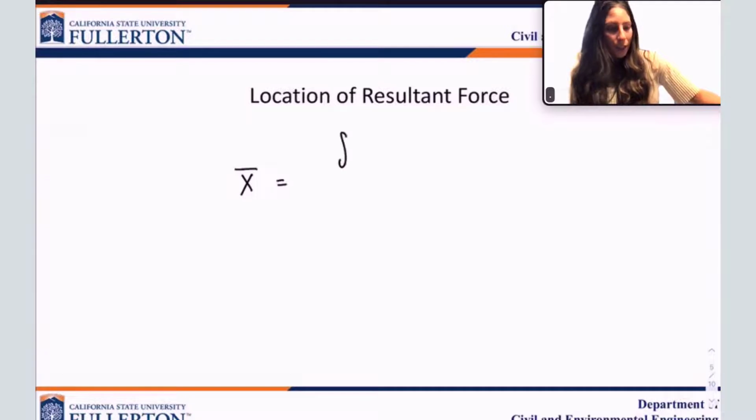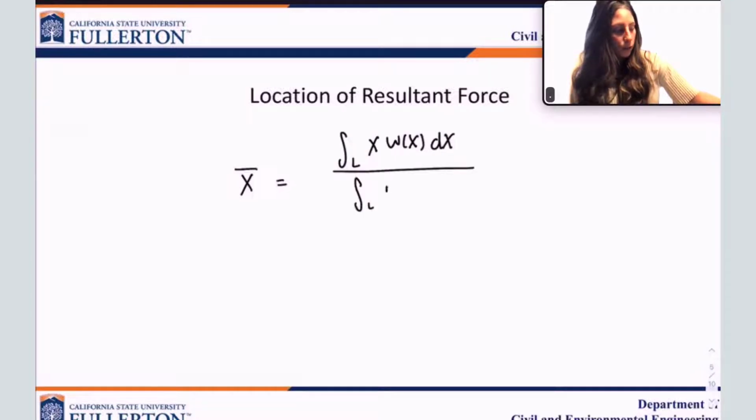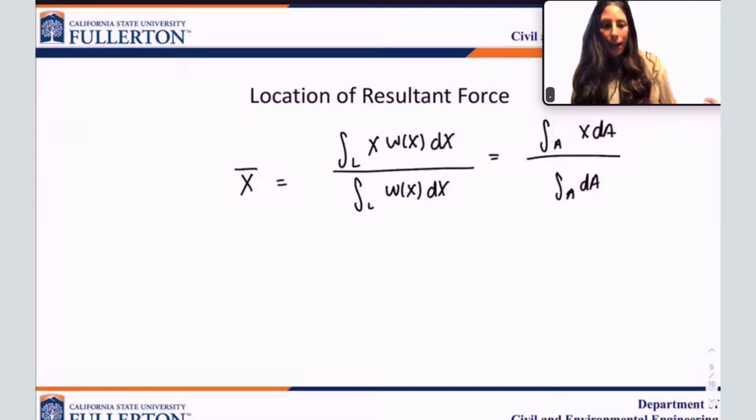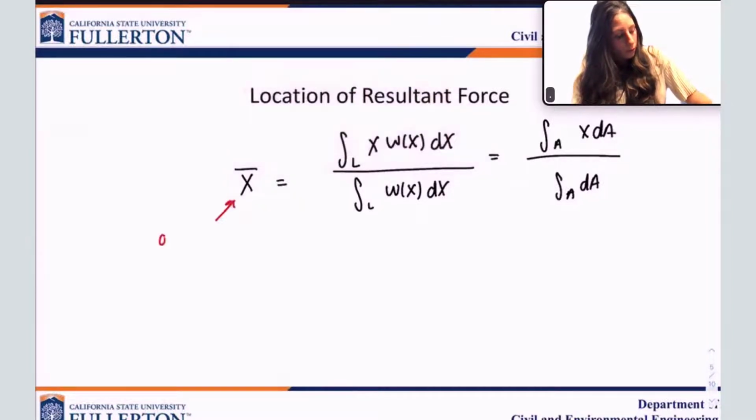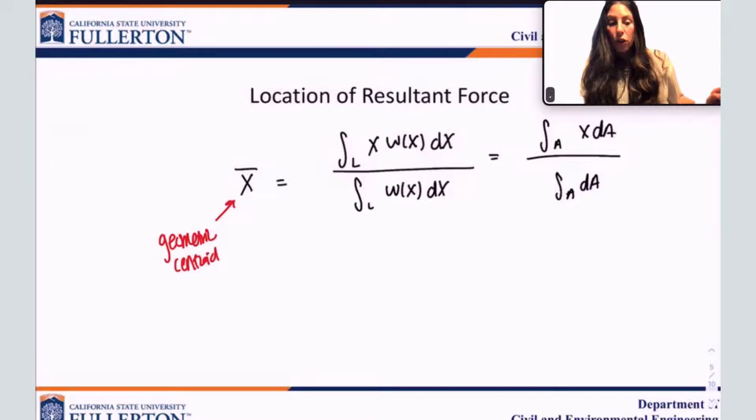We get the integral over L of x W(x) dx, and I'm going to tell you what all of these are in case you forgot, divided by the integral over L of W(x) dx. And this can be simplified as the integral over the area of x dA divided by the integral of just dA. Okay? Now, if you remember, this coordinate x bar locates the geometric centroid of the area under the distributed loading, okay? So this is the geometric centroid of the area under the distributed loading.